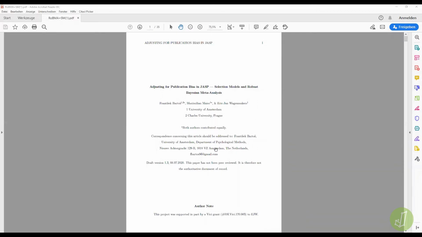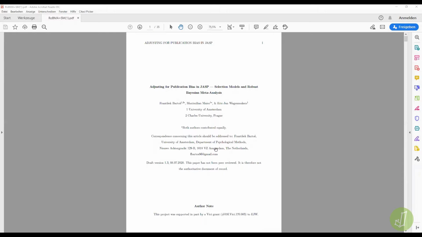Welcome to a tutorial for the paper Adjusting for Publication Bias in JASP, Selection Models and Robust Bayesian Meta-Analysis. Today I will explain how to conduct publication bias adjusted meta-analysis using Robust Bayesian Meta-Analysis, short RoBMA, in JASP.